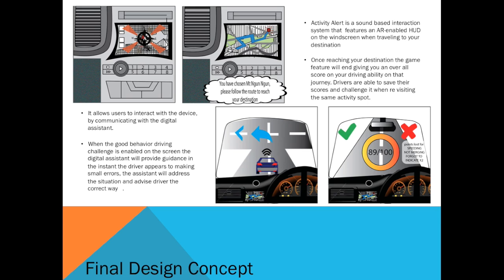For my final concept, the Activity Alert system consists of two key components: an embedded system that provides participants with auditory suggestions, advice, and answers through a digitally controlled assistant, and a hardwired LED device that uses an AR-enabled display on the windscreen that allows users to interact whilst on their journey, as displayed within the previous storyboard.